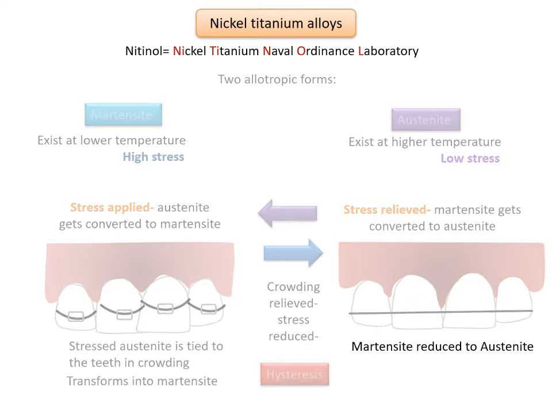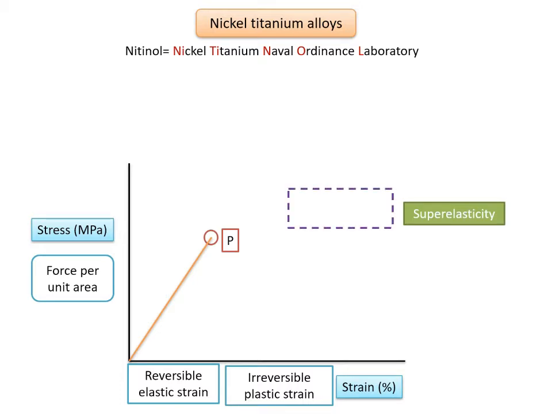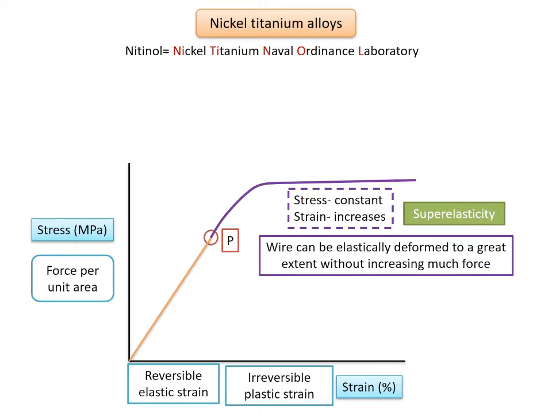The next main property of nickel titanium alloys is superelasticity. It is basically transition to martensite in response to stress. In our previous presentation, we discussed mechanical properties of orthodontic archwires, where we looked at the stress strain graph. Till the proportional limit, stress is directly proportional to strain. Superelasticity refers to a condition where stress remains constant, but the strain gradually increases. In this phase, the wire can be elastically deformed to a great extent without increasing much force.